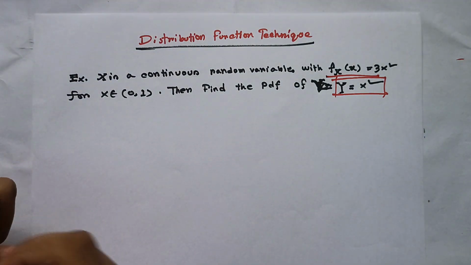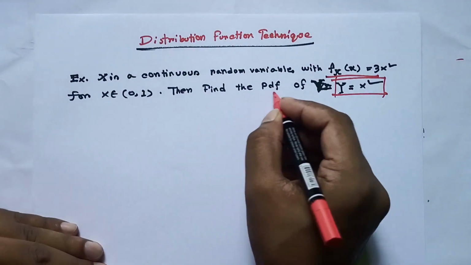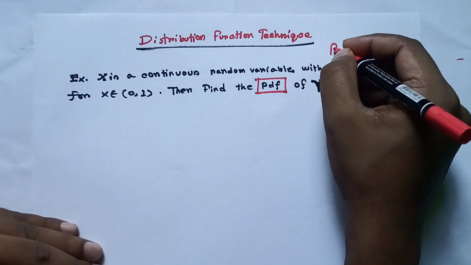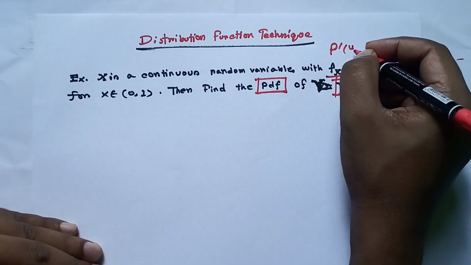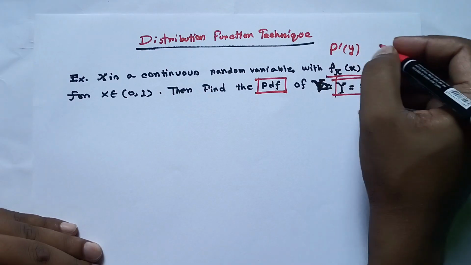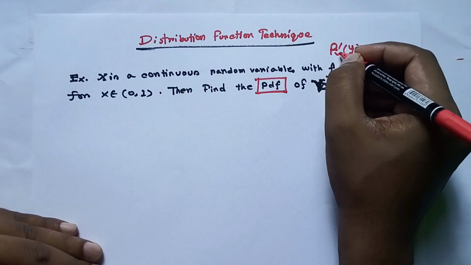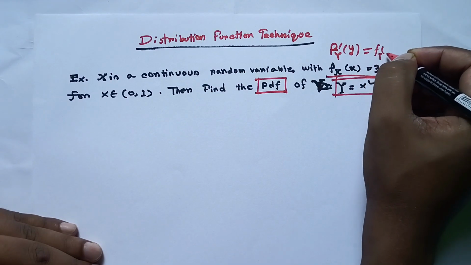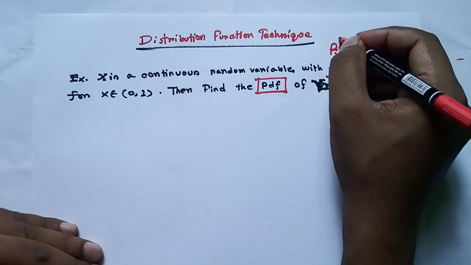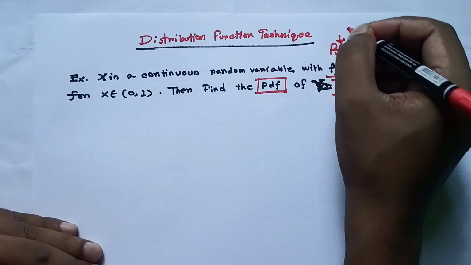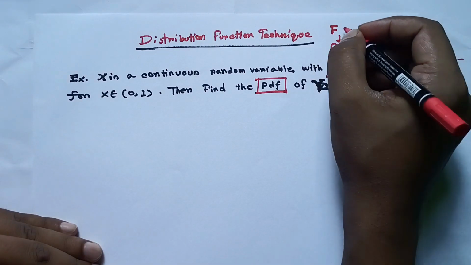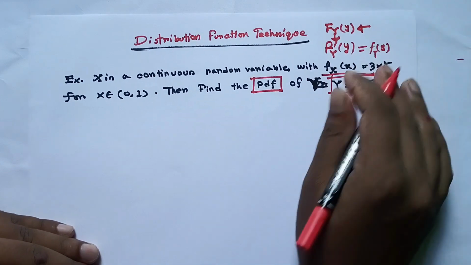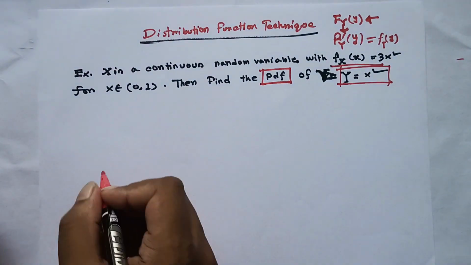So basically what is asked here is that we have to find the PDF. As we already know, to find the PDF, first of all we need to differentiate the CDF, right? So if we differentiate the CDF, then we will find the PDF. For differentiating the CDF, first we have to know what the CDF is. So let's jump into it.